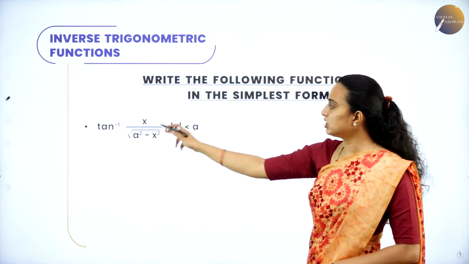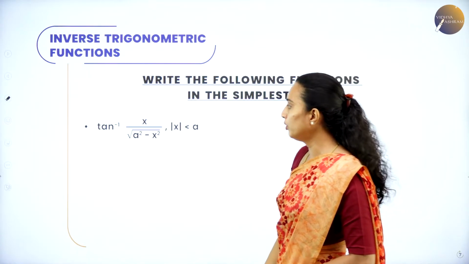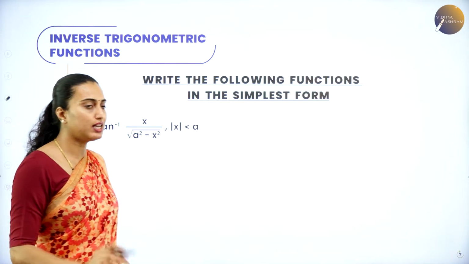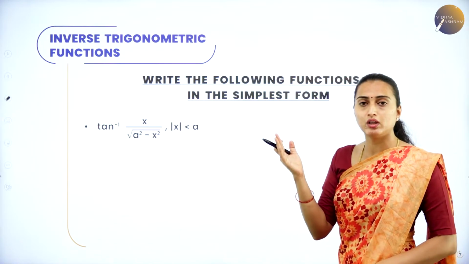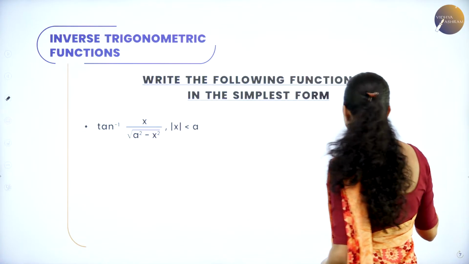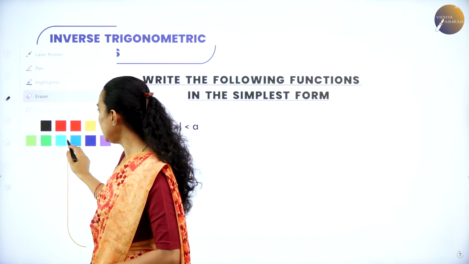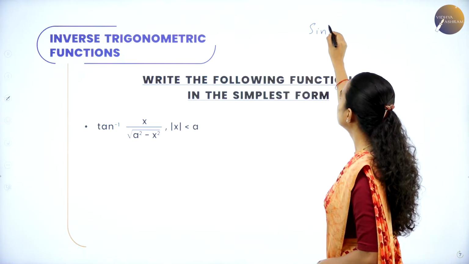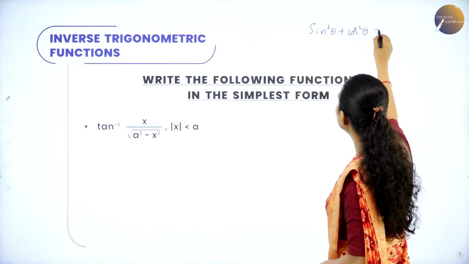Write the following function in the simplest form. Tan inverse of x divided by under root a squared minus x squared. If it is in the form of, last session only I told you, if it is in the form of 1 minus x squared. What is 1 minus x squared? Sine squared theta plus cos squared theta. So therefore I can have it in the form of, what is that? I'm going to write the formula here. Sine squared theta plus cos squared theta is equal to 1.